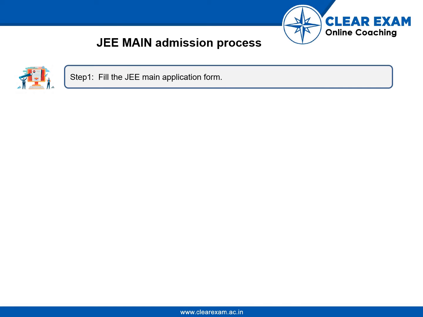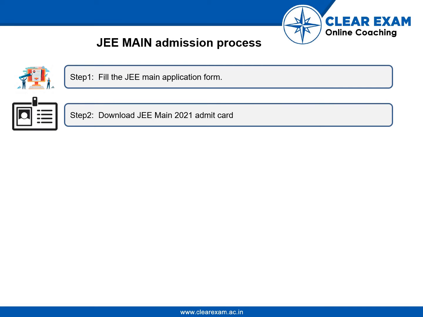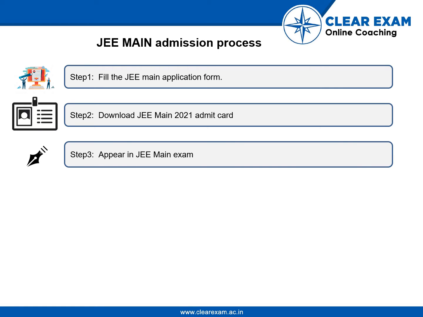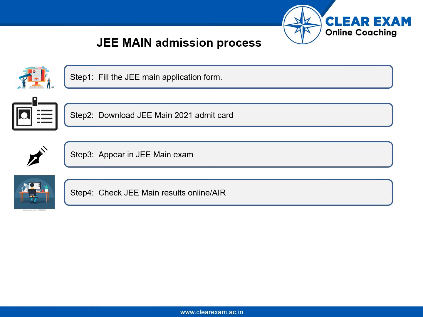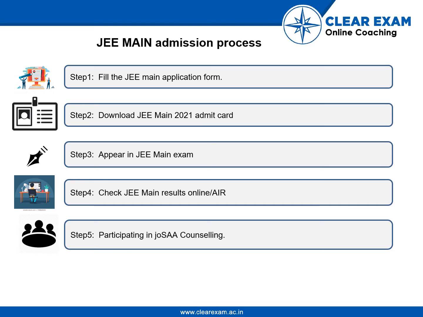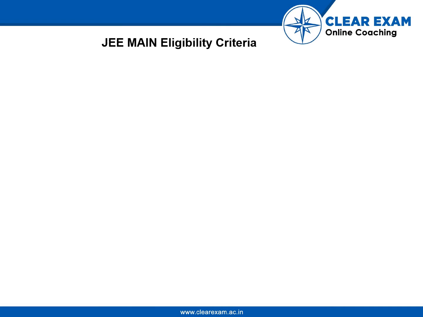First, we'll have to fill the JEE Main application form. Next, we'll have to download the JEE Main 2021 admit card once it's released. Next, you will have to appear in the JEE Main exam. Next, you will have to check the JEE Main result online. The last one is participating in the JoSAA counseling, wherein you will get the option to choose your college.